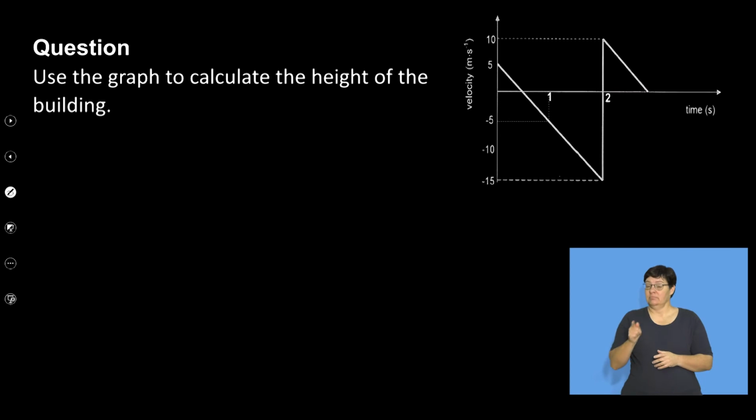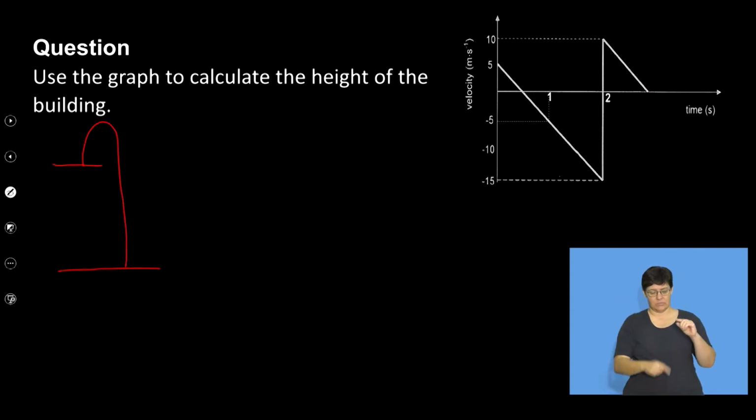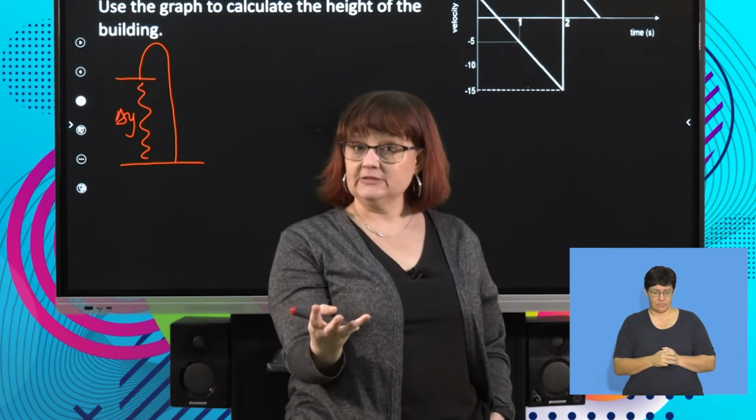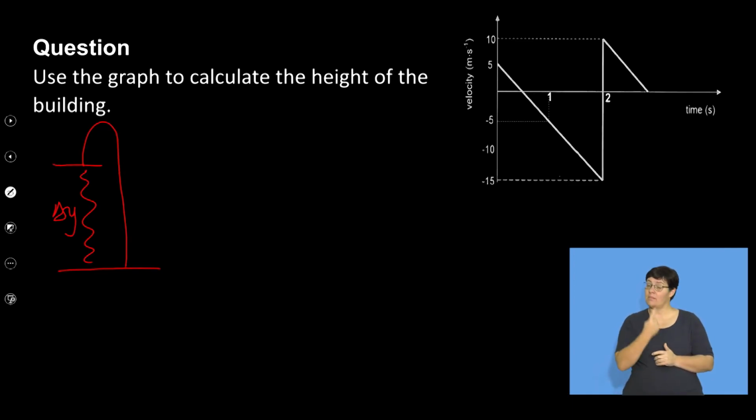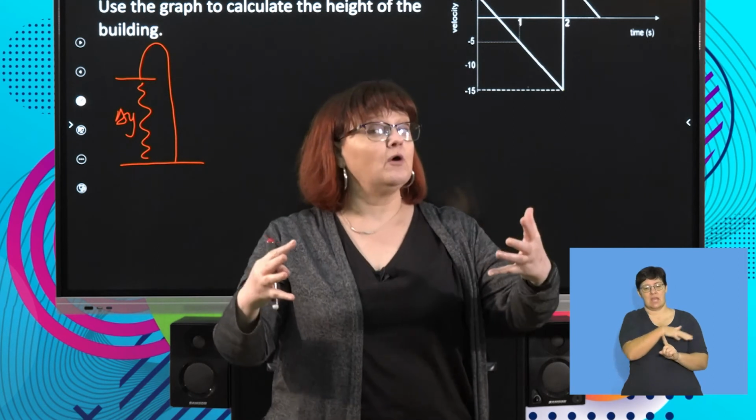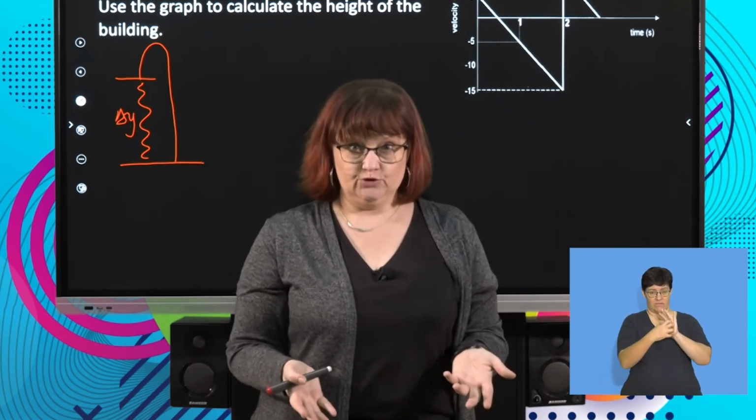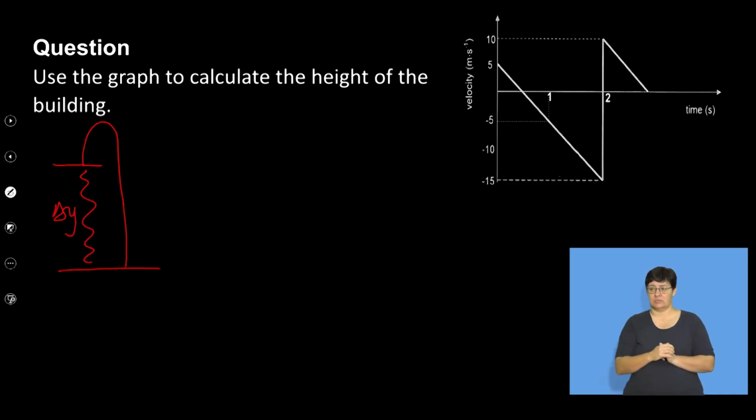Now they say use the graph to calculate the height of the building. Remember, my object went up and then came down. I want delta y. Delta y is the displacement. They're saying to me, use the graph. That means I need to use the area under the graph. And I'm looking at the whole motion when it hits the ground. So I need this little area and I need that area. Okay, so this little block and that little block. We good? So here we go.